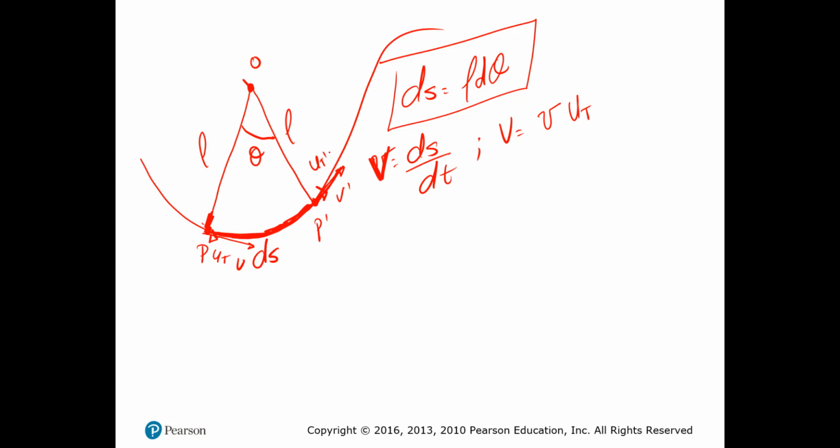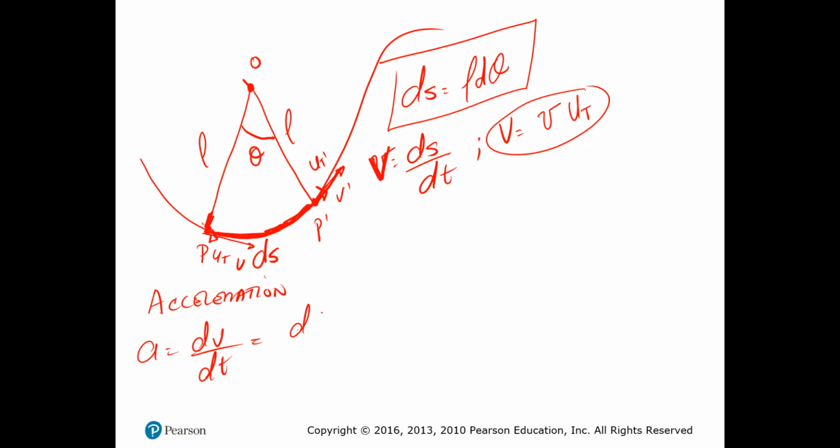When it comes to acceleration, like I told you before, acceleration is way harder, because now we need to differentiate by parts. Now we need to take into consideration the direction and the magnitude. So for acceleration, we know that acceleration is equal to the time change of velocity with respect to the time, which in this case is the derivative of speed times ut with respect to the time.